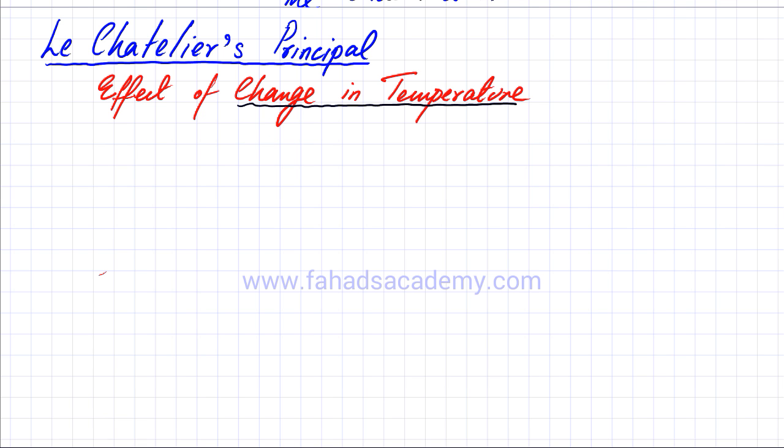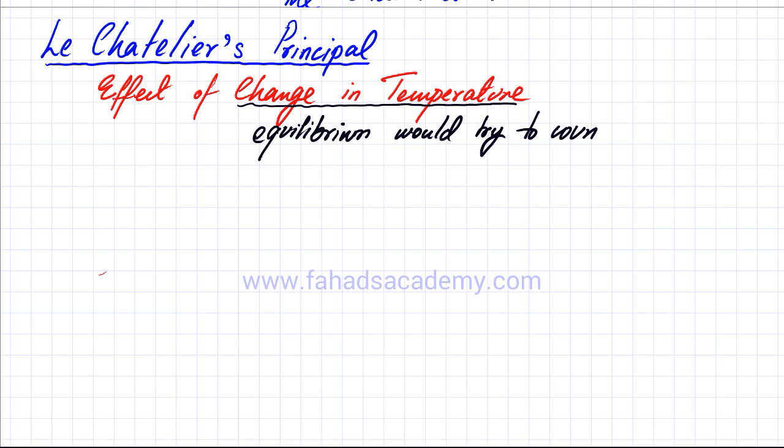So equilibrium would try to counter this change. And the way it can counter this change is, if we increase temperature, it would try to decrease temperature. If we decrease temperature, equilibrium would try to increase temperature.